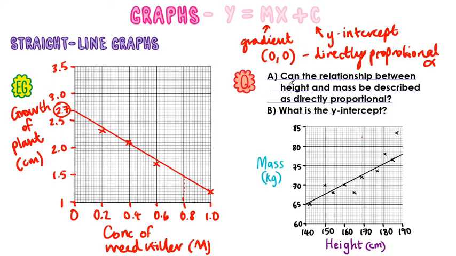Ready? Okay, so A, can the relationship between height and mass be described as directly proportional? When we look at the line of best fit, it doesn't go through the origin point of 0, 0. So no, it cannot be described as directly proportional. They're not increasing at the same rate. And B, what is the y-intercept? So we're going to follow our line of best fit back to the y-axis, which is this one. And we can see that it is 65. And don't forget, you need to give your units, so 65 kilograms.